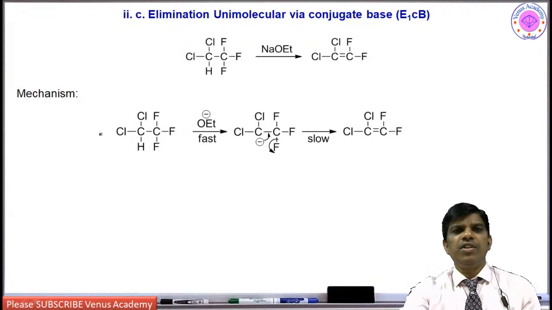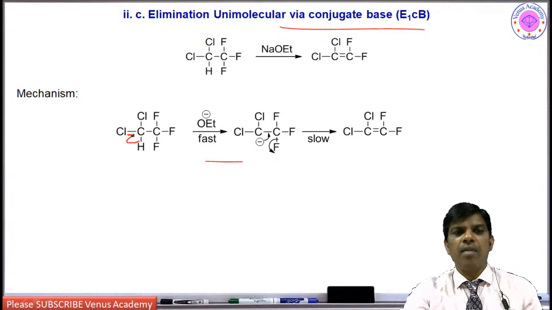Yes, elimination unimolecular via conjugate base. What is happening? The conjugate base which is formed during the reaction takes out the H plus ion to give this carbanion, and this carbanion slowly loses this fluorine. This reaction is known as elimination unimolecular via conjugate base.